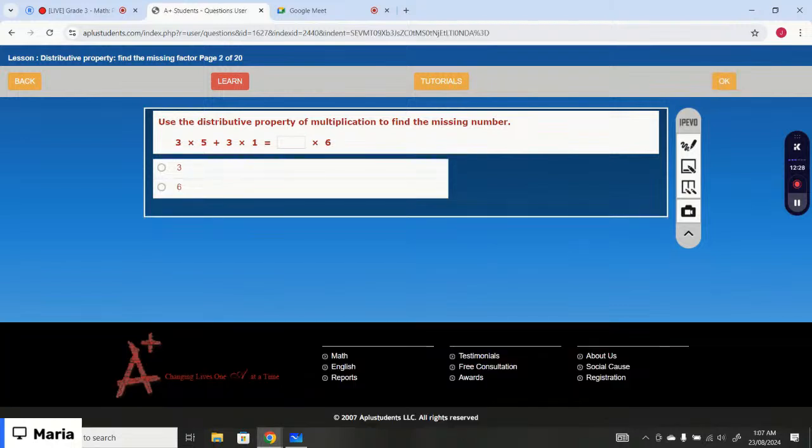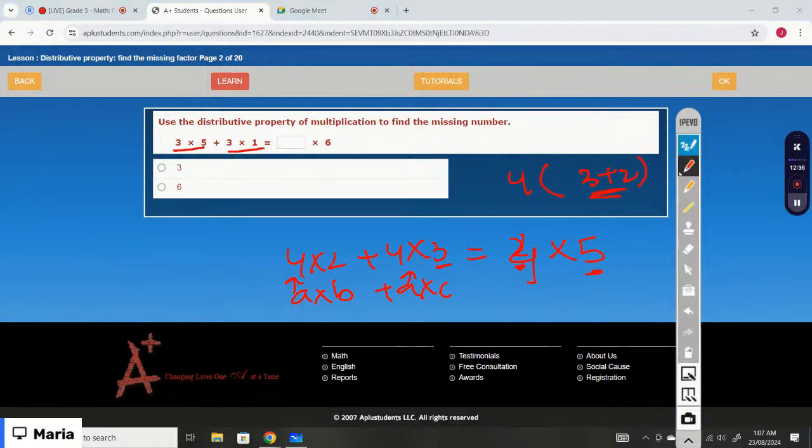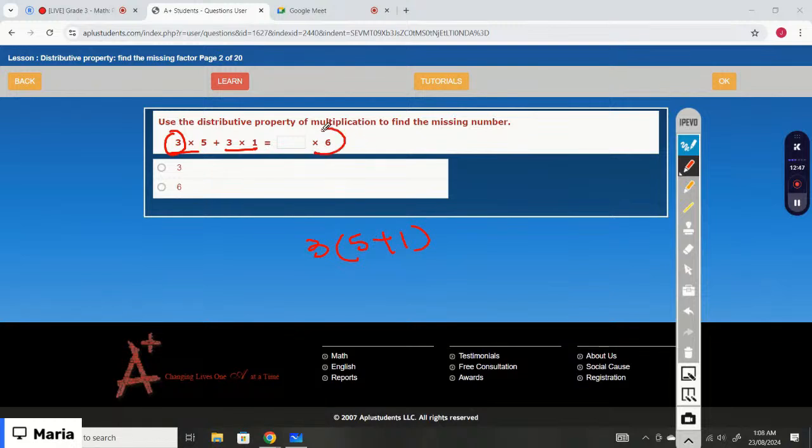Okay, the next one is use the distributive property of multiplication to find the missing number. So let's see how we find the missing number. You can see here again, you have 3 times 5 plus 3 times 1. That means 3 is the number outside the bracket, and inside the bracket you have 5 plus 1. You can see you are given 6 here, like you added 5 plus 1, that is 6. So that means the missing number is 3. The correct option is 3. The missing number is 3. Got it?